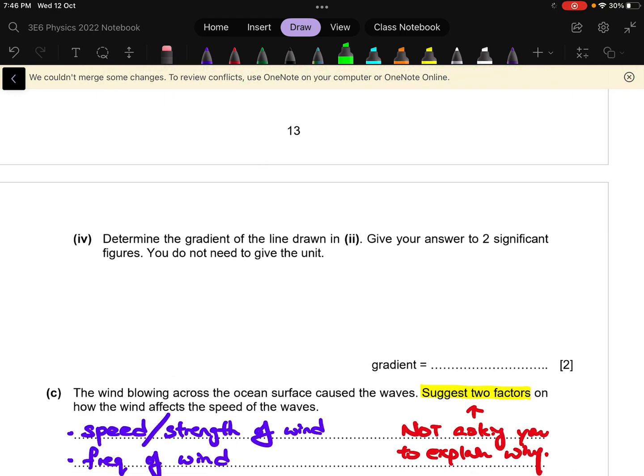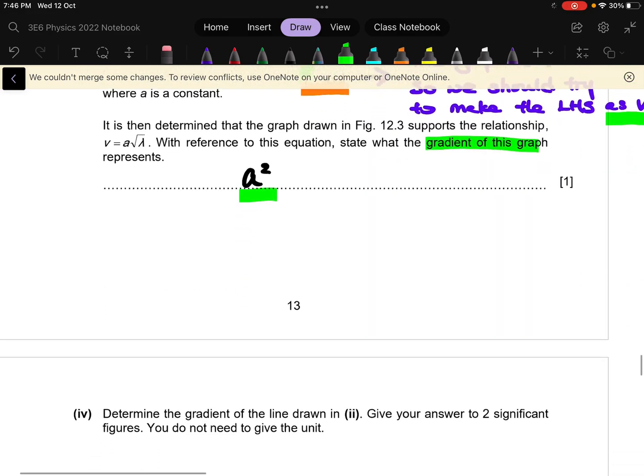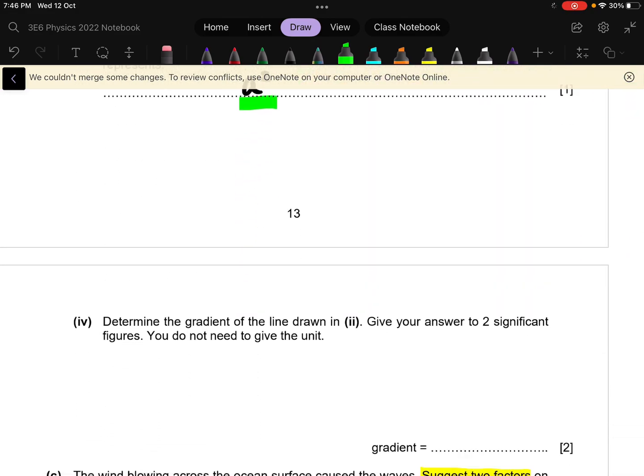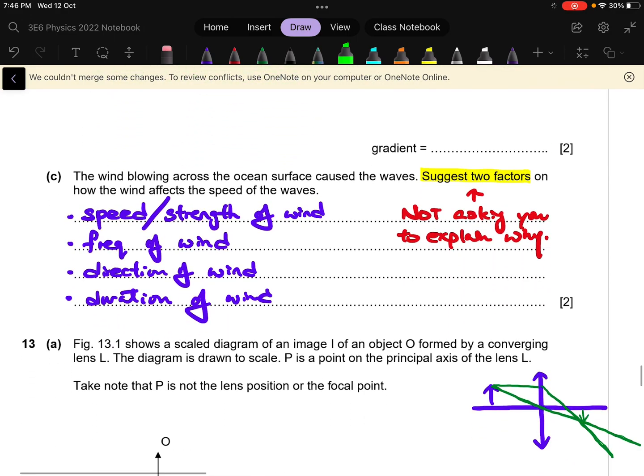For part 4, you can actually find the gradient. It is very straightforward. We even give you some slack. You don't need to derive the unit, and we tell you exactly how many significant figures, so you don't need to read till the half smaller square.